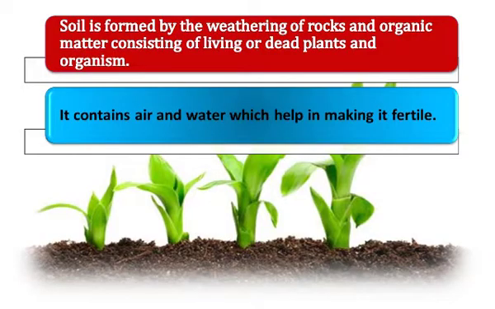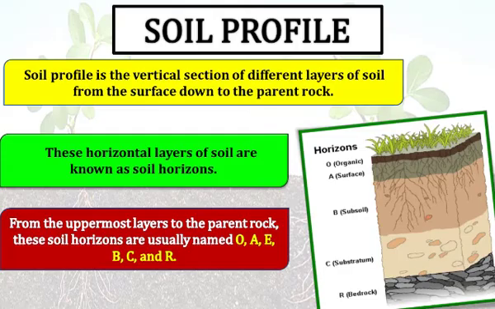Soil is formed by the breakdown of rocks and organic matter consisting of living and dead plant organic matter and organisms. It contains air and water which help in making it fertile. Minerals and organic matter mixed in the right proportion also make the soil fertile.